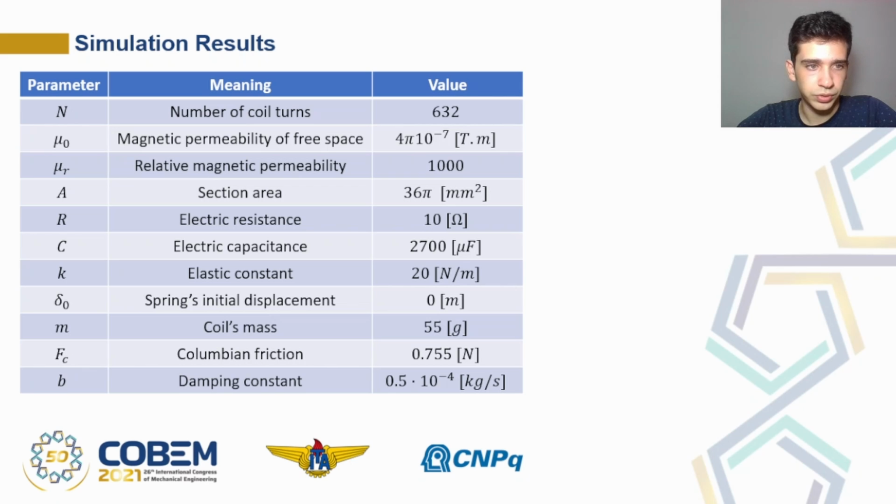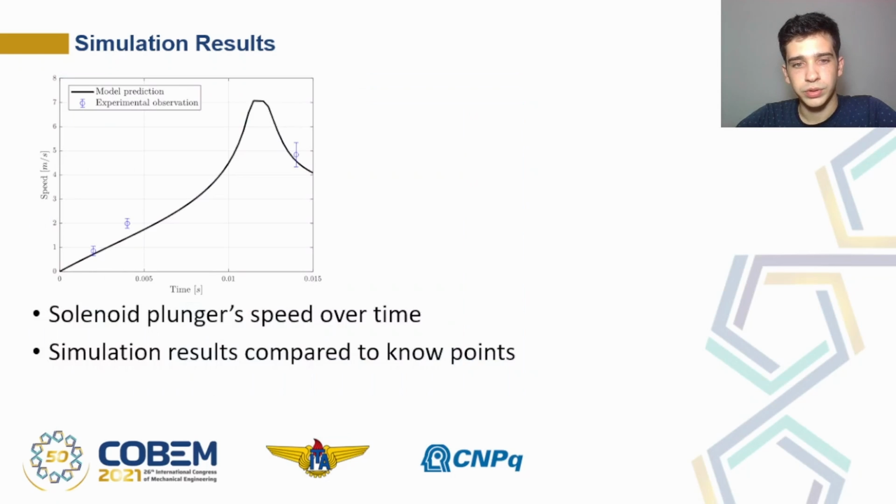The values used for the simulation are presented here in this table, and for the results we have here, we are tracking, as said, the time on the x-axis. The time we present there is the time that the circuit is working, meaning from the time the circuit is closed to the time the circuit is open again. And on the y-axis, we have the speed of the plunger.